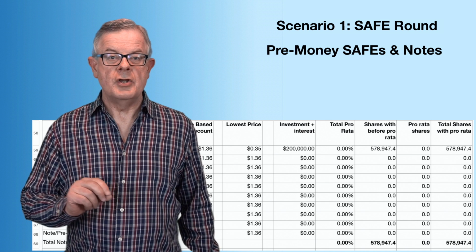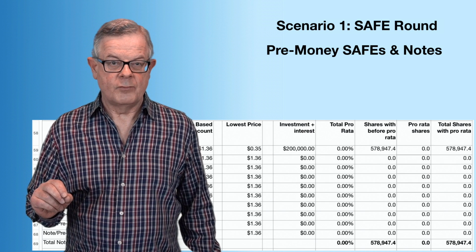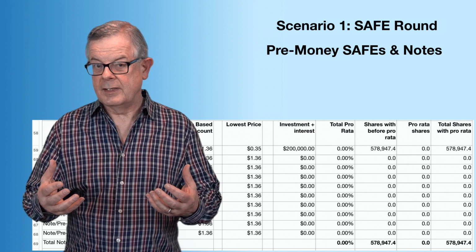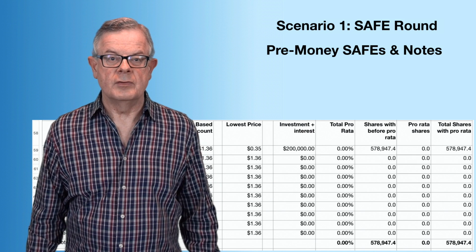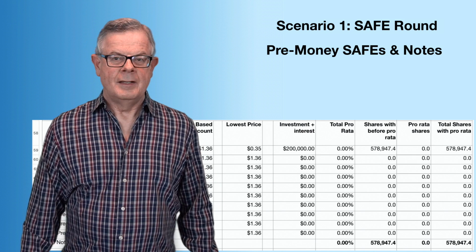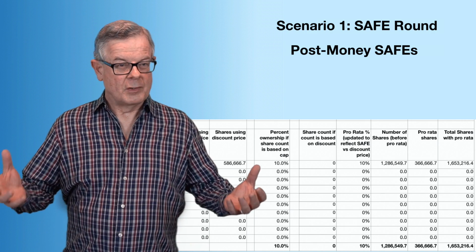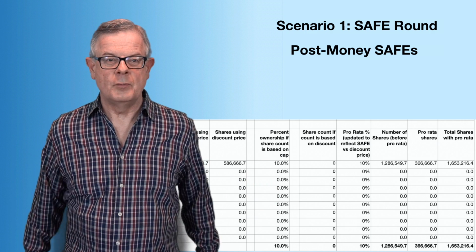Now, there is no pro rata for the pre-money SAFE, so that amount is 0. So the total in the end round is going to be that 578,000 number. Now on to analyzing the post-money SAFEs. Again, there's only one, could be up to 10, but only one in the example.